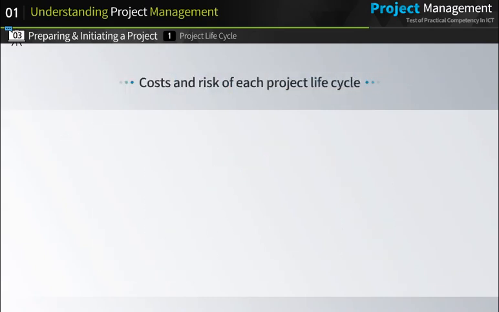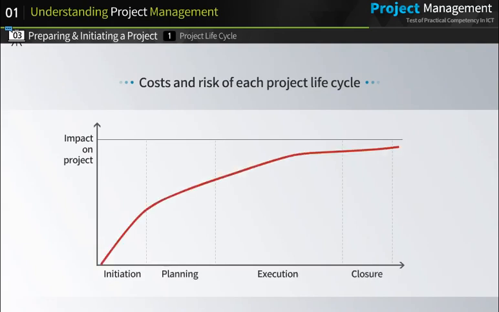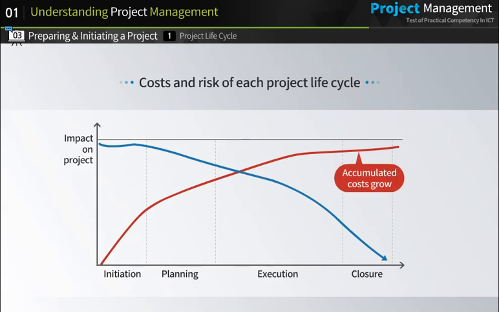Next, costs and risk of each project lifecycle. The y-coordinate is the impact on project, and the x-coordinate is the project lifecycle flow. The chart shows that accumulated costs grow as the project lifecycle progresses. Risk and uncertainty are very high at the beginning of a project, but keep declining as the closing phase draws closer.